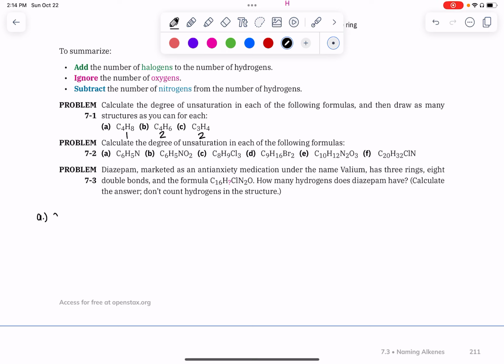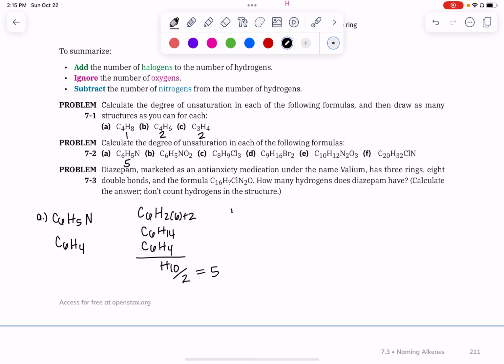So for A, we have C6H5N. Nitrogen, we subtract. So that means we really have C6H4. And they want to know what the degrees of unsaturation are. So we would say a fully saturated C6 would be H2 times 6 plus 2, that's 12, 14, giving us C6H14. And so then we would subtract H4 from it, and that would give us H10. We'll divide that by 2. That gives us 5 degrees.